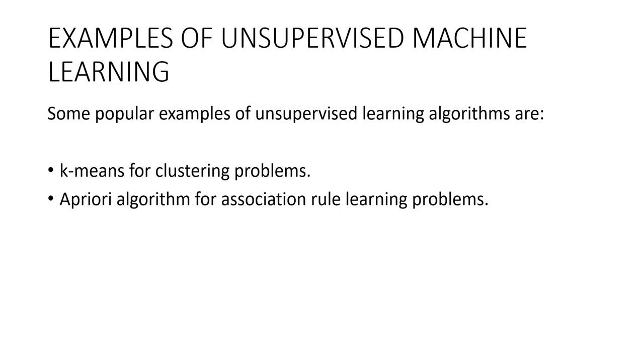Fine. Some popular examples of unsupervised machine learning algorithms are k-means, a very important algorithm for clustering problems, and the Apriori algorithm for association. This is for association rule learning.